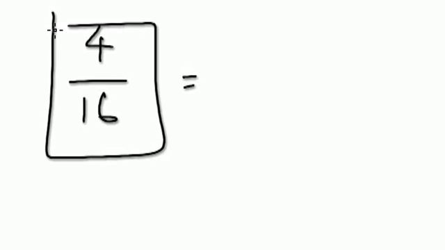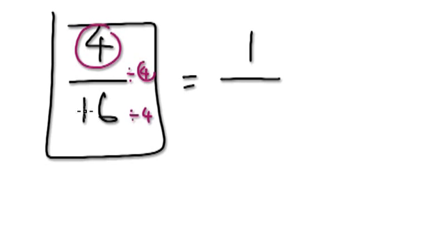Okay, let's give you this one here. Let's say 4 over 16, say. Okay, so this fraction here, I'm going to divide top and bottom by 4. Okay, so 4 divided by 4, that's 1. Now 16 divided by 4, that's 4. So 4 over 16 is a quarter.